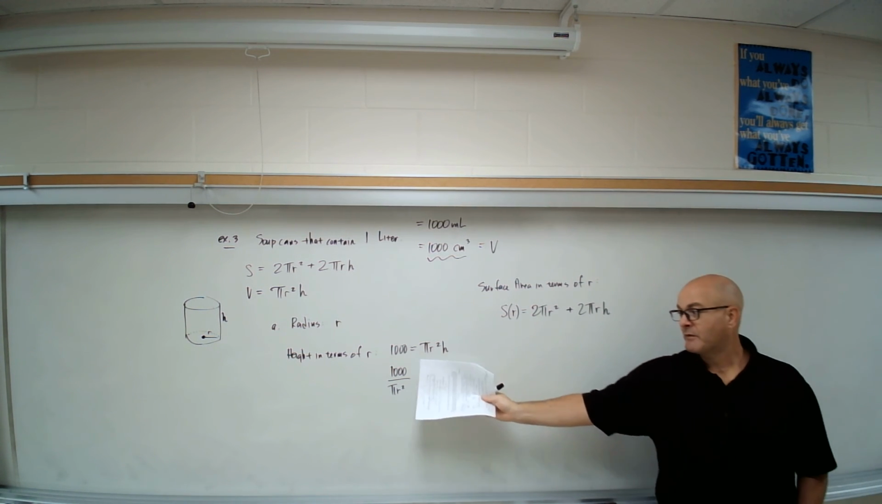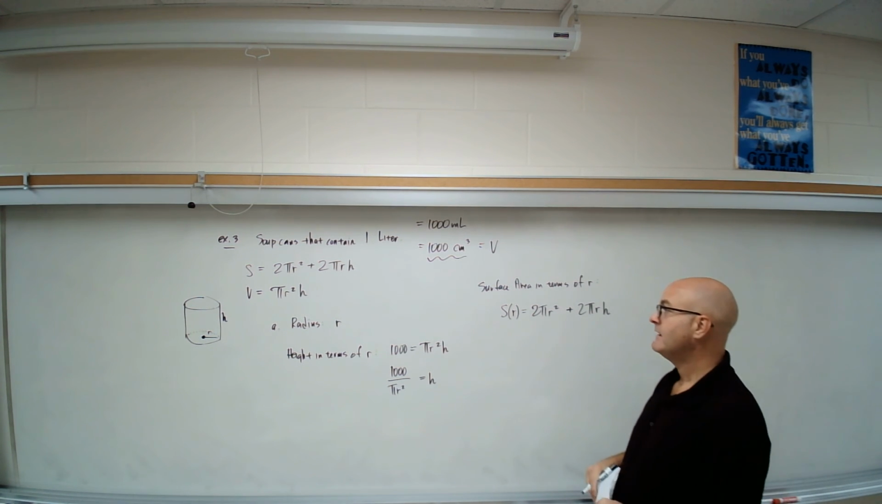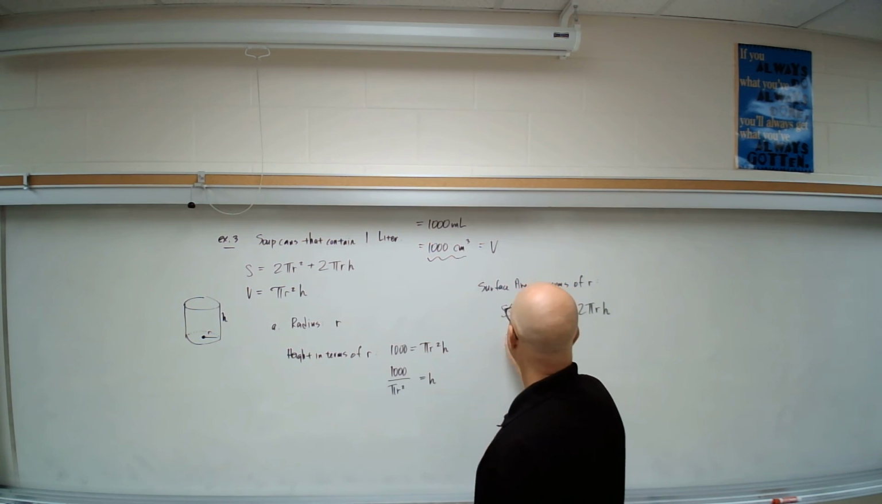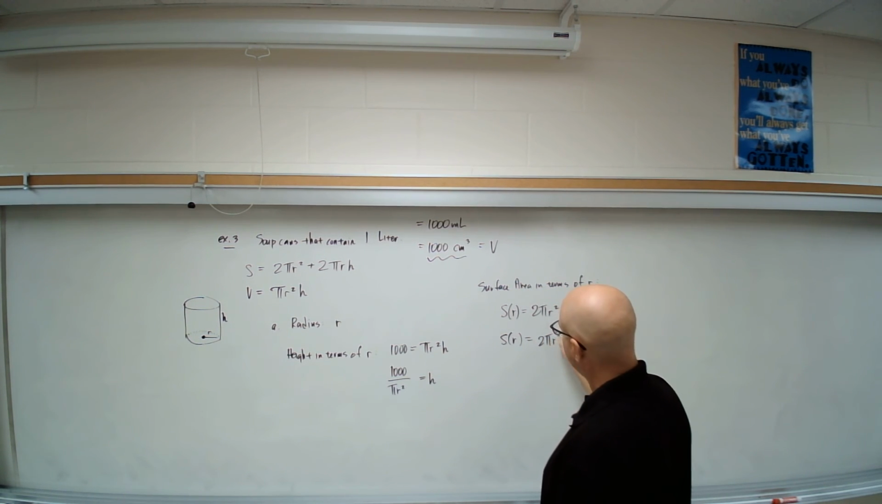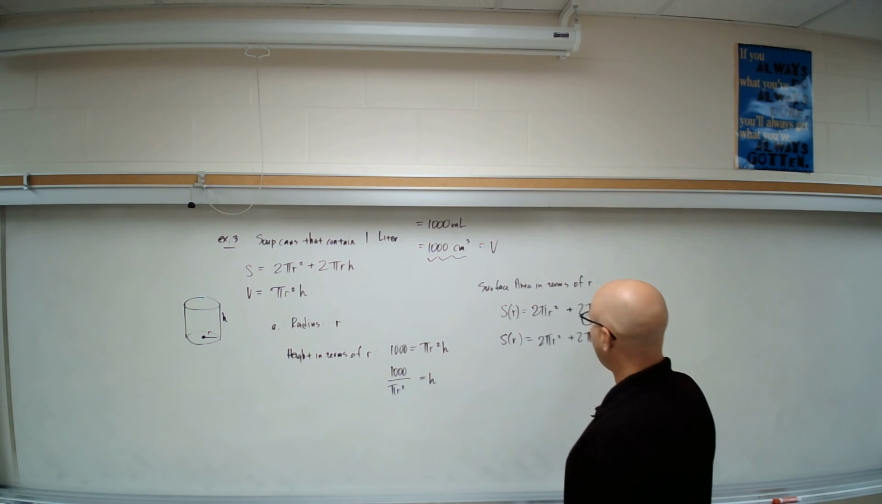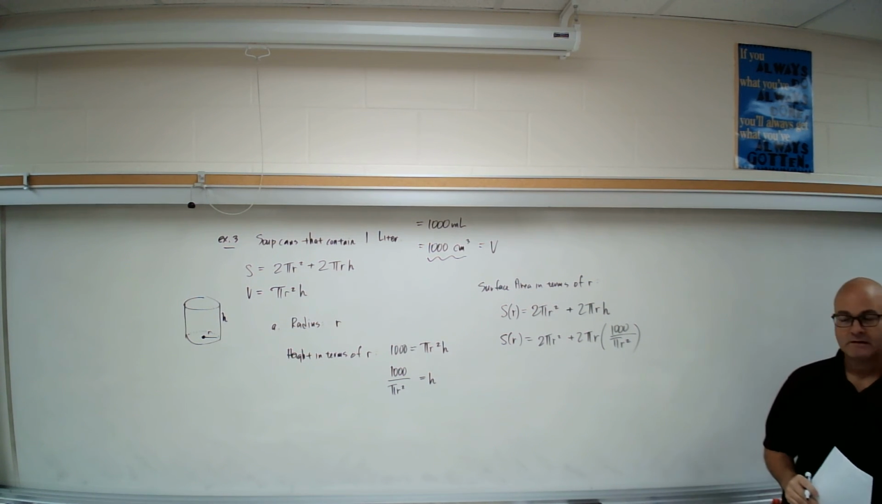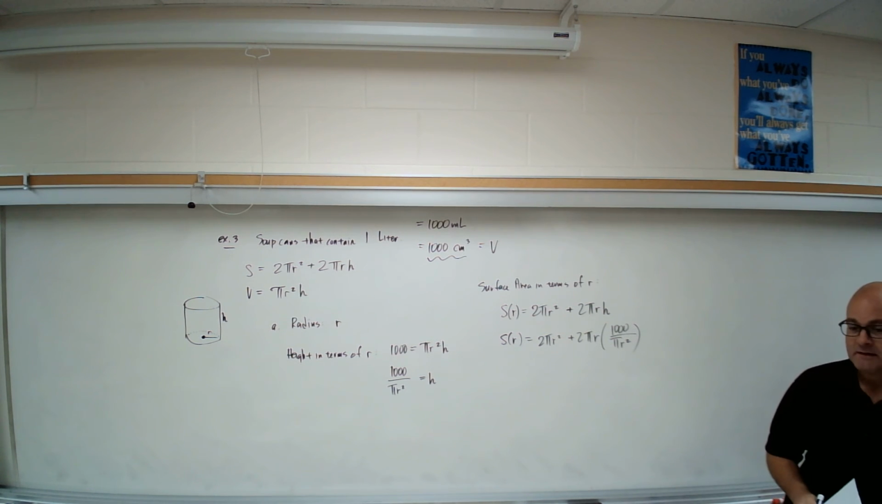So that means I'm going to have to replace h with this fact that we have from right here. Notice that we use both equations, correct? Tends to be that way. So S of r is 2 pi r squared plus 2 pi r times 1,000 over pi r squared. Again, I just pulled out the h, replaced it with that equivalent fact there. Really a common thing that we'll do with word problems.